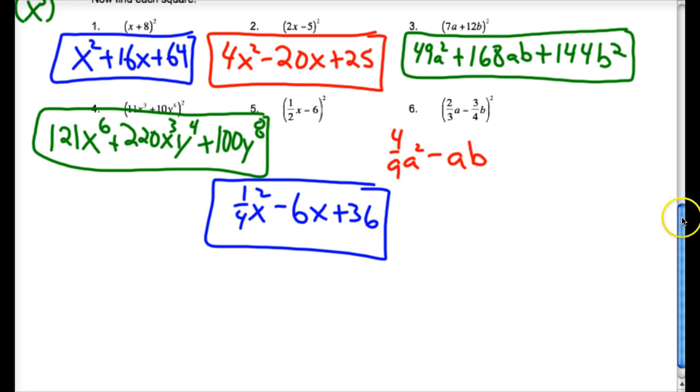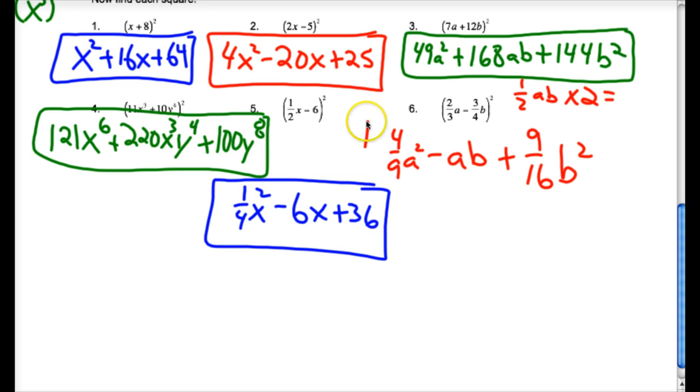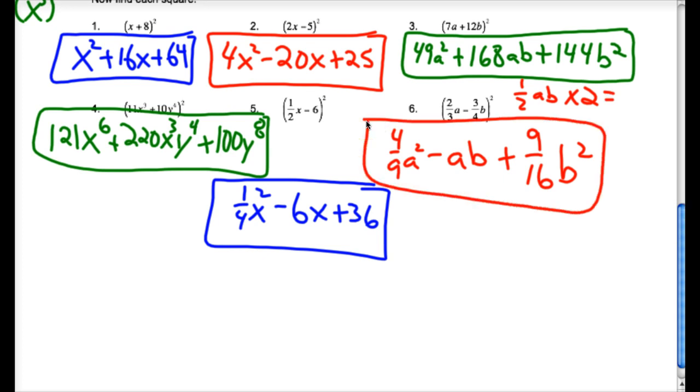What about the last part? Plus 9/16 b squared. Nice. Guys, 2/3 times 3/4 is 1/2 ab, times 2 makes just 1 ab. That's right, the middle double term. There's the answer. Guys, homework tonight. No FOIL on special products.